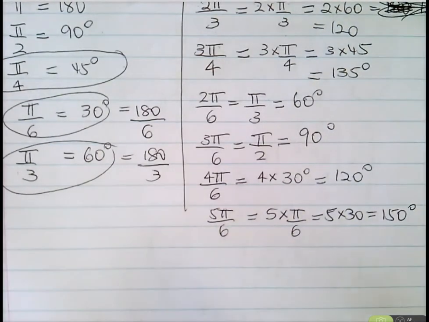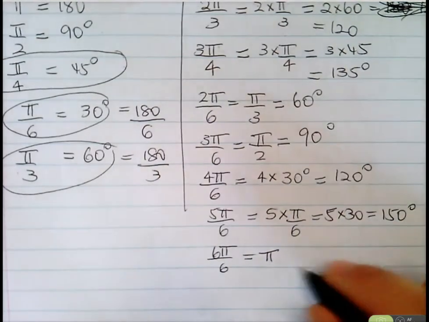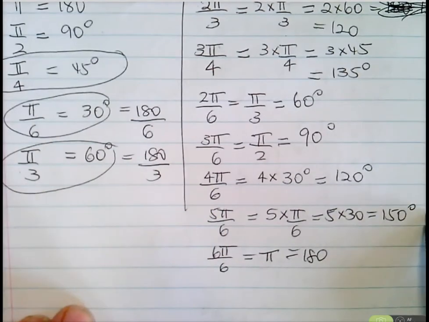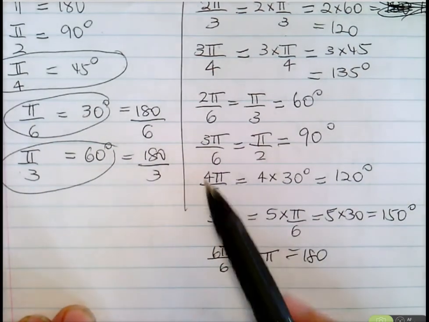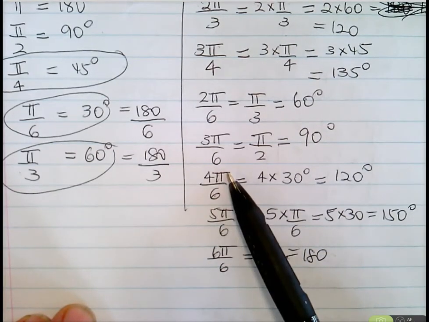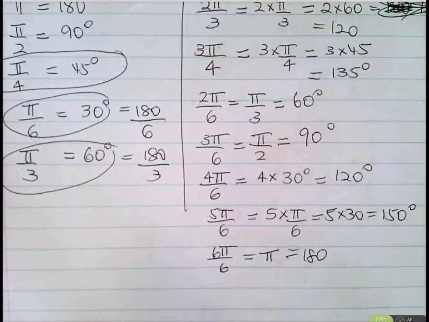You know the other way you can think of it, girls? What's 6 pi on 6? Pi. It's the full 180. So obviously 5/6 of pi is less than 180. Does that make sense? 4/6 of pi will be less than 180 because it's like 2/3 of pi. That's the other thing. It's 2/3 of 180. That's the other way you can look at it. Are we okay with those?